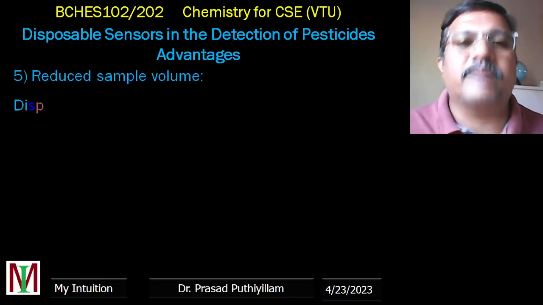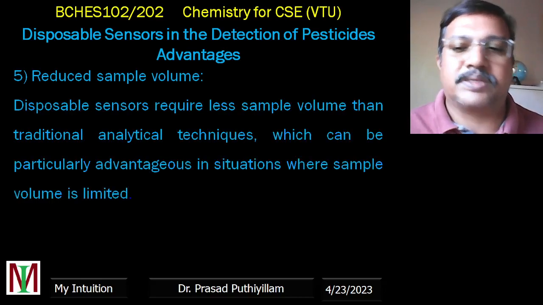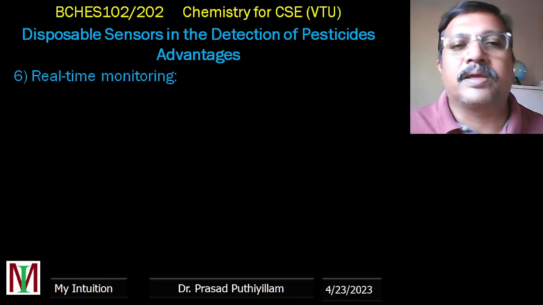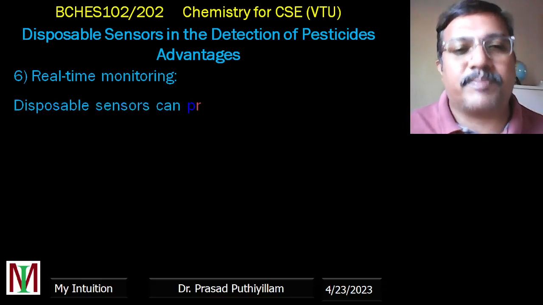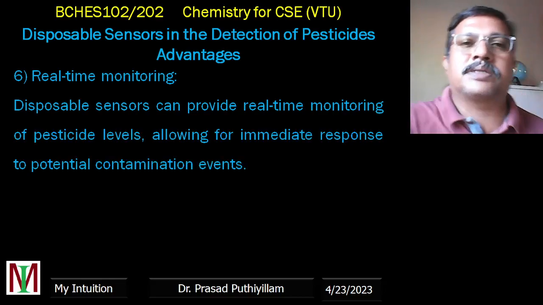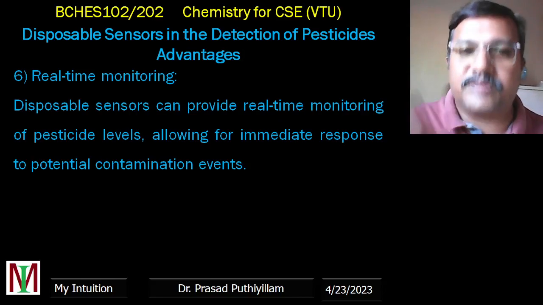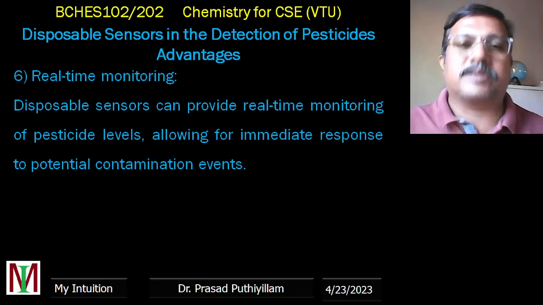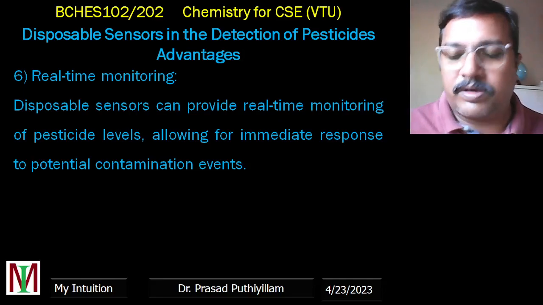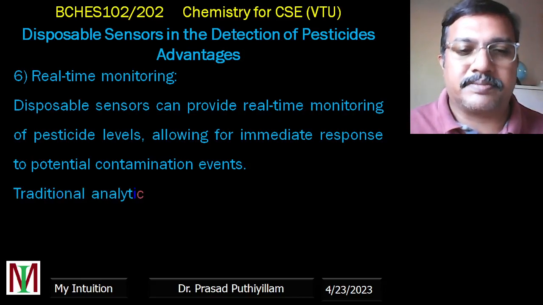Reduced sample volume: we need a very small amount of sample to detect the presence of the pesticide, compared to the large volume required for other analytical techniques. Real-time monitoring: we can check the presence of the pesticide on the spot, not like taking a sample, going to a lab and doing the test. We can monitor continuously, not only testing once and then, after half an hour, taking another sensor. Hourly or everyday monitoring is possible, since it is a portable device.